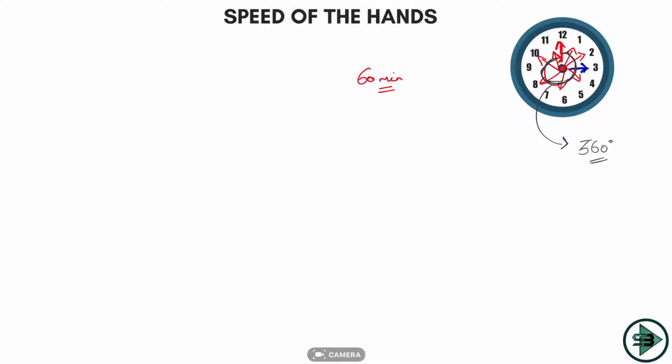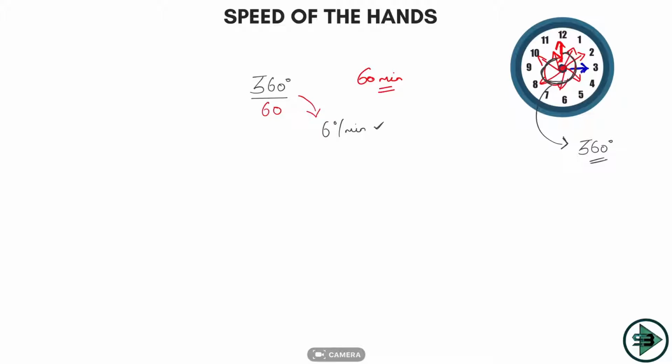So what did I learn from this? This hand of the clock traveled 360 degrees in how many minutes? In 60 minutes. So what is the speed? How many degrees is it traveling per minute? My answer comes out to be 6 degrees per minute. That is now the speed of my minute hand. It travels 6 degrees in 1 minute. That's what I get from here.